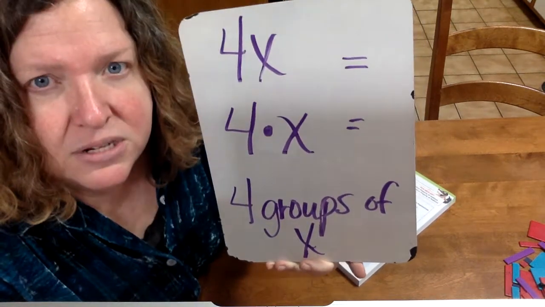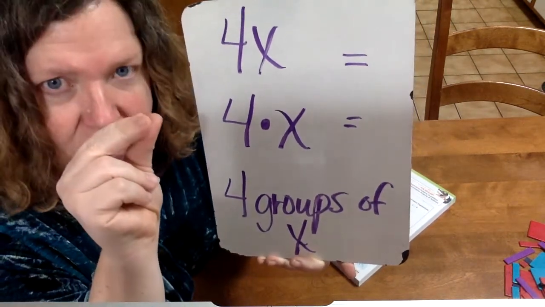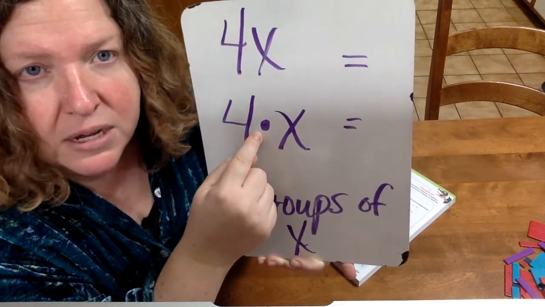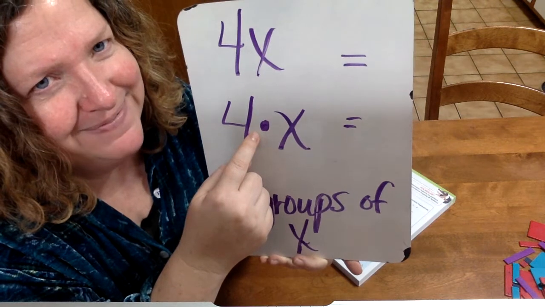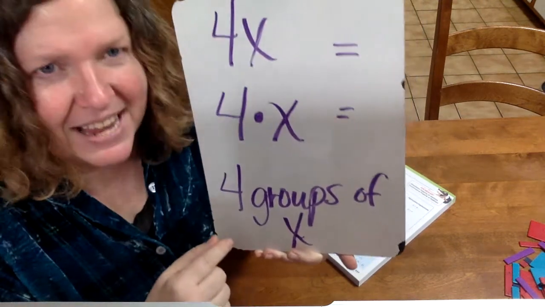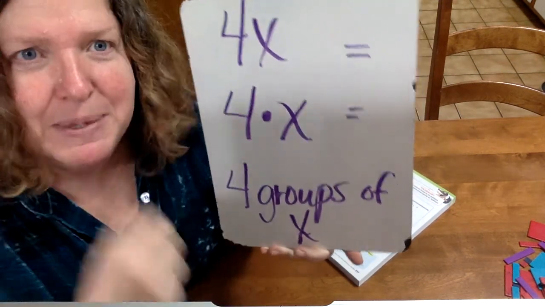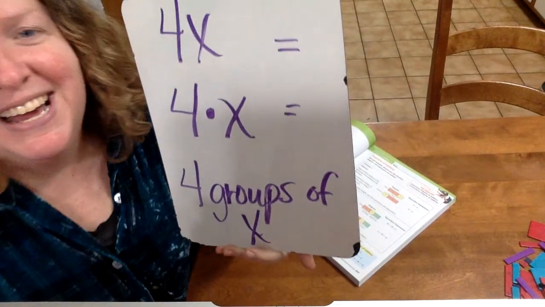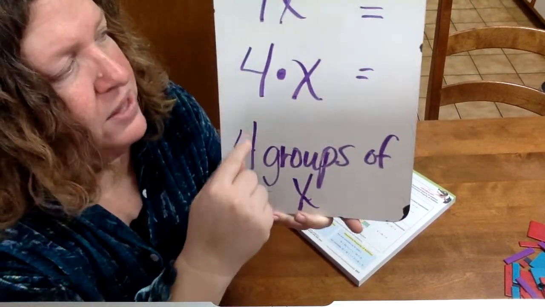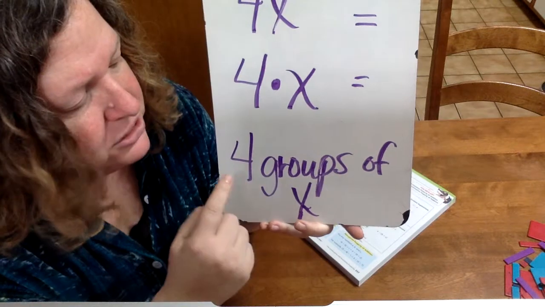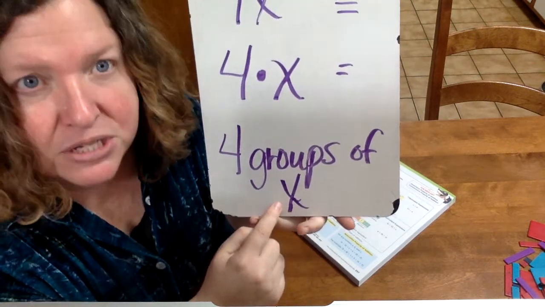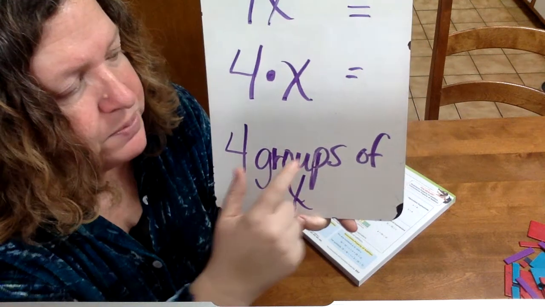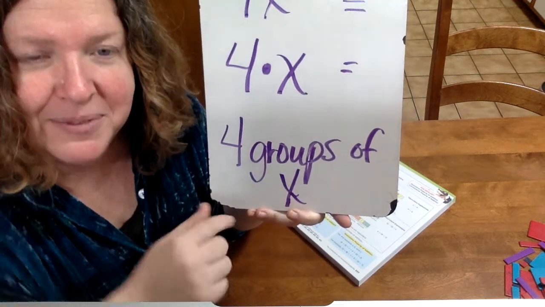You just have to remind yourself, when a letter and number are squished next to each other, I know there's a times sign. Now, the other thing we know about times, say it with me, times means groups of. So this 4x really means 4 groups of x. X is a mystery amount, so this means we've got 4 groups of a mystery amount.